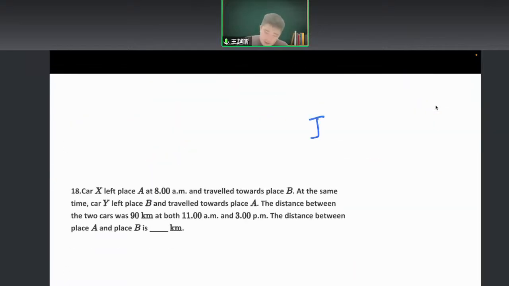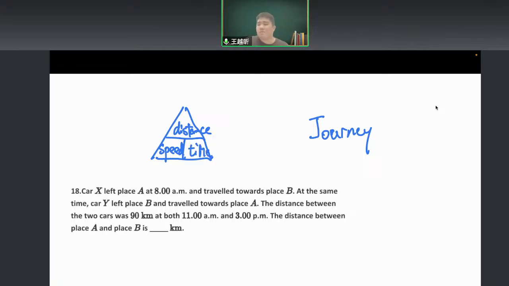This is about the journey problem. There aren't many things to talk about in the journey problem. All you need to know is this pyramid: distance, speed, and time. The relationship between these three is distance equals speed times time. And in the journey problem, there are two types: encounter and chasing.